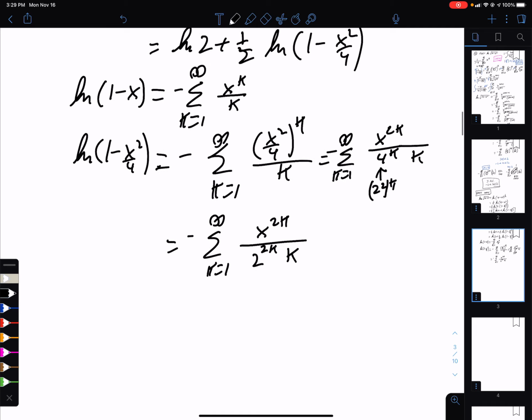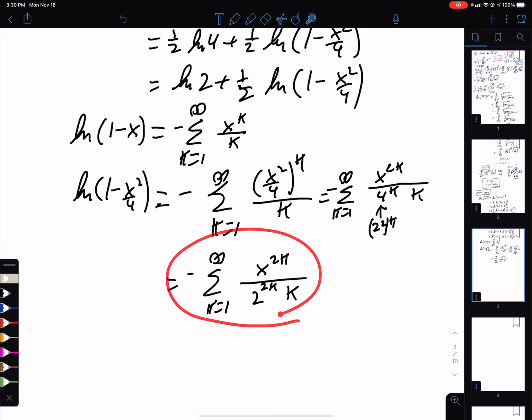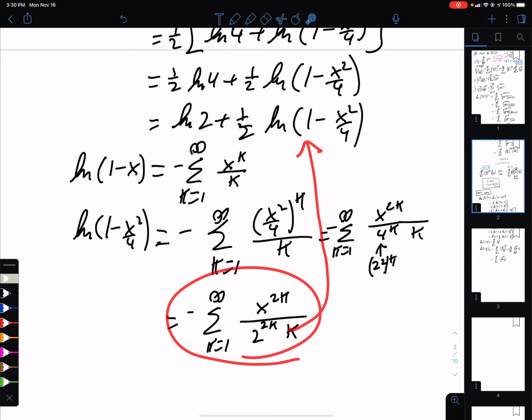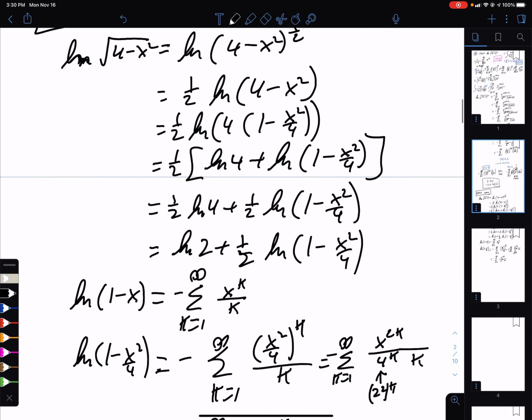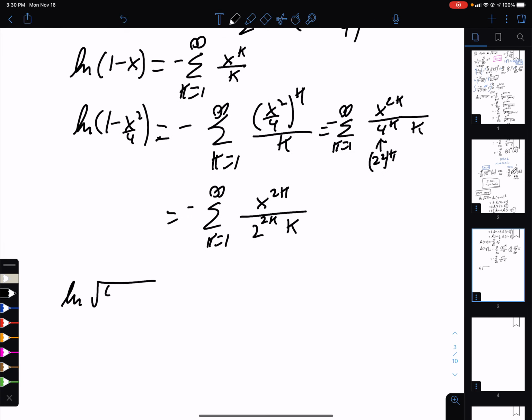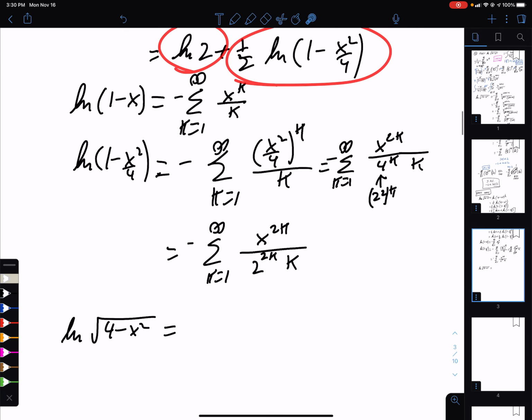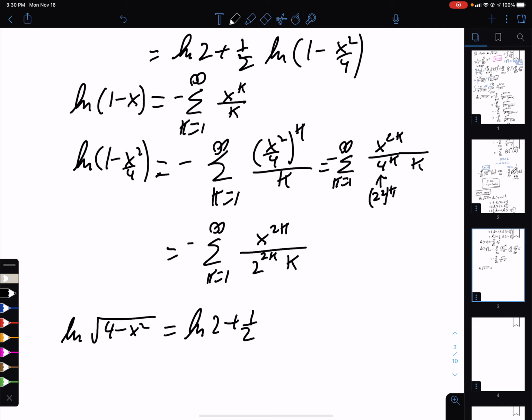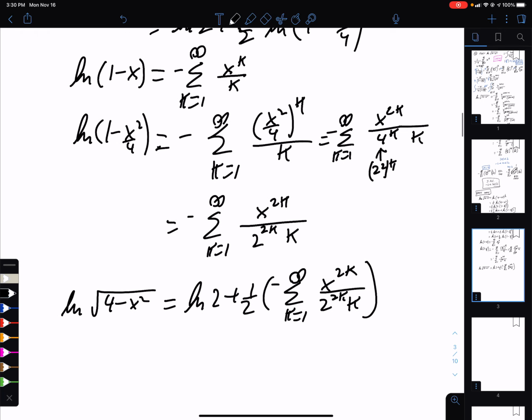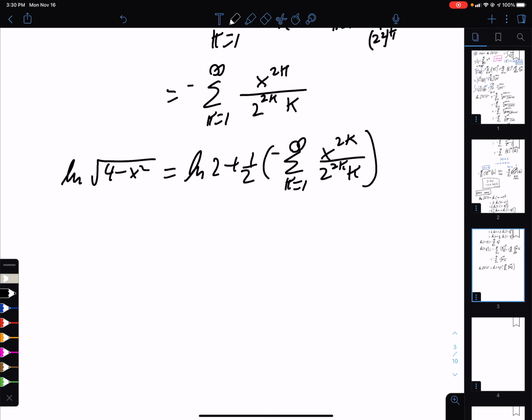So what we're going to do with all of this, we are going to place this in for the ln. So our final statement, ln of the square root of 4 minus x squared, is going to be, so we need this ln of 2 plus 1/2 of that. That's going to be ln of 2 plus 1/2 of negative summation x to the 2k over 2 to the 2k k, and let me double check all this. That's going to be a minus on that. I think we're looking pretty good. I'm checking stuff here.